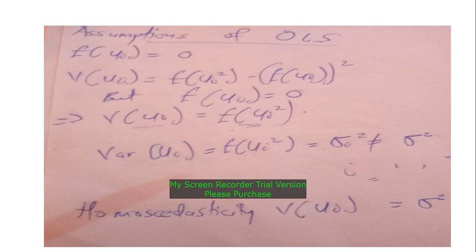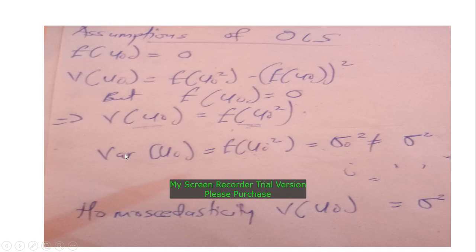So we all can recall, under the assumptions of the OLS, that the expected value of the error term is equal to 0. So it means that when we want to compute the variance of the error term, that is variance of ui, we are supposed to get expectation of ui squared minus expectation of ui all squared. But since we have the expectation of ui to be equal to 0, in effect we have the variance of the error term, that's V of ui, to be equal to expectation of ui squared, which is equal to sigma i squared, which is not equal to sigma squared.